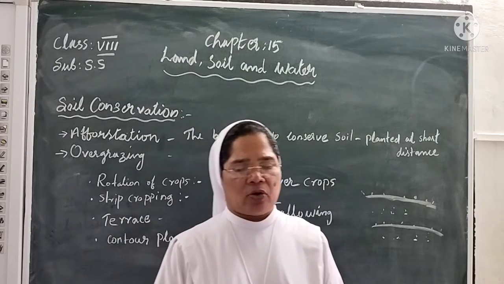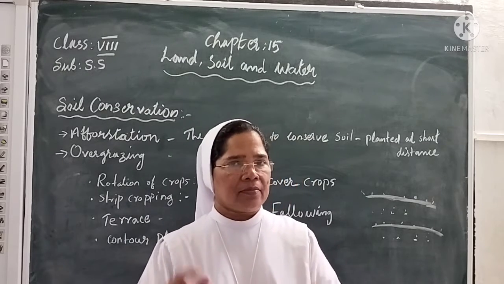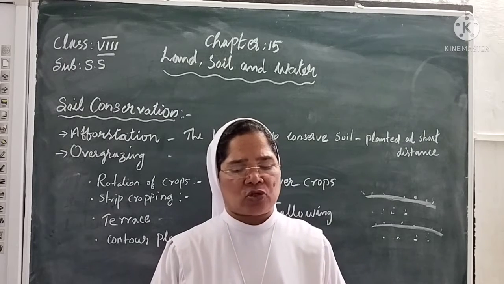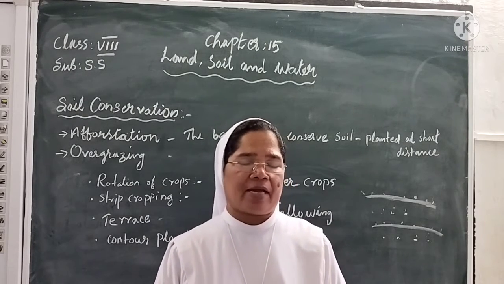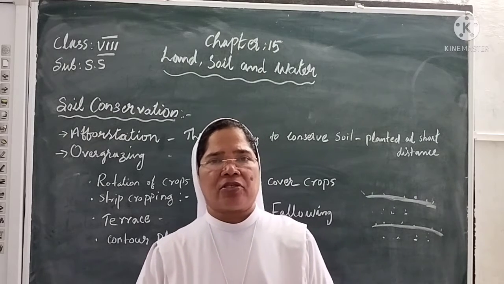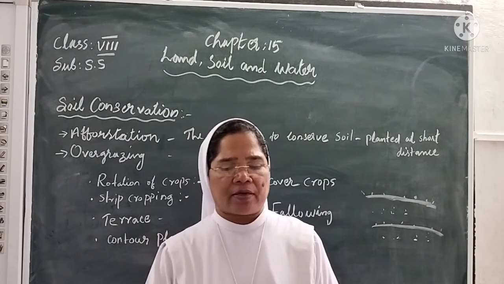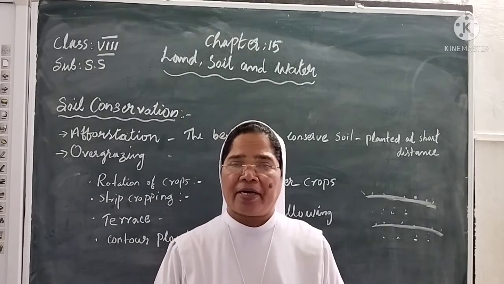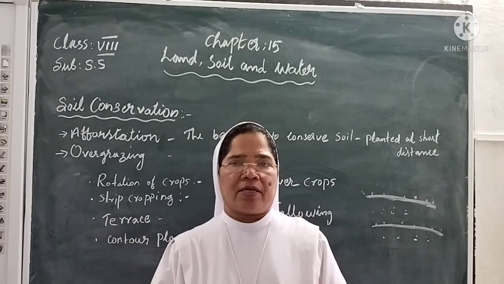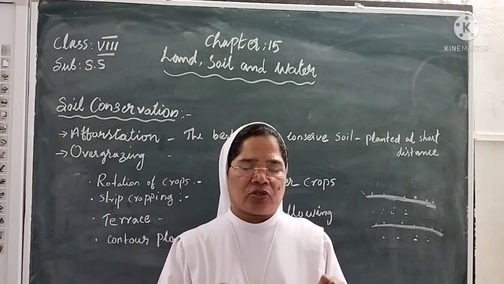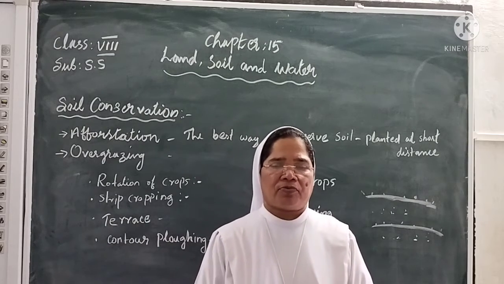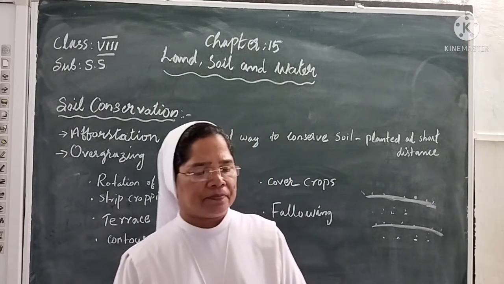Rotation of crops means cultivation of different crops on the same piece of land each year at different times. So we cultivate different types of crops, not one type. If the crops are of different types, the soil will be fertile. So it is good to rotate crops. Different types of crops we have to plant.